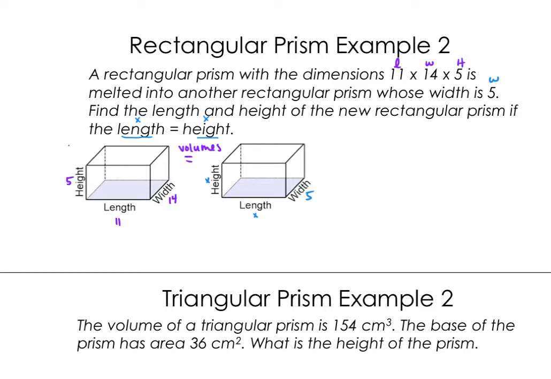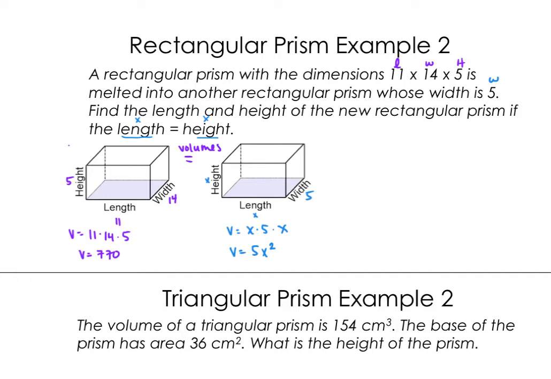I can find the volume of the first shape by doing length times width times height, so 11 times 14 times 5, which is a volume of 770. And the volume of the second shape is just going to be x times 5 times x. So we can simplify that to 5x squared, since x times x is x squared. Same thing as saying 5 times 5 is also 5 squared. Okay, so the volume of the second one is 5x squared.